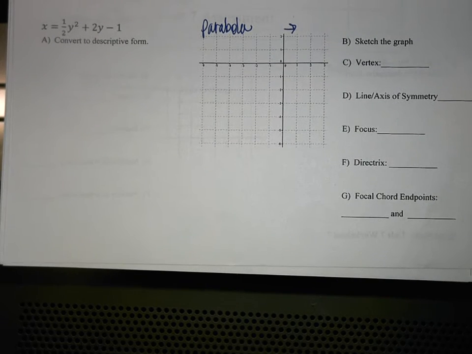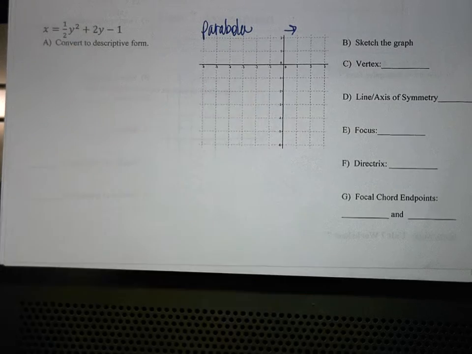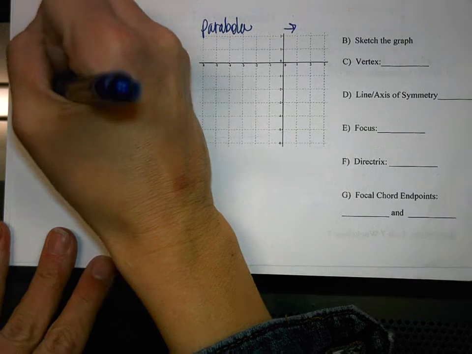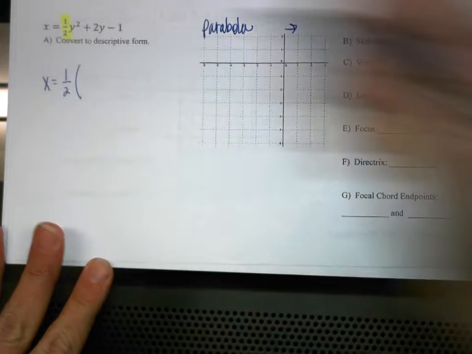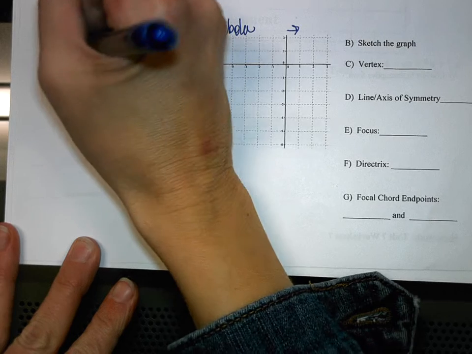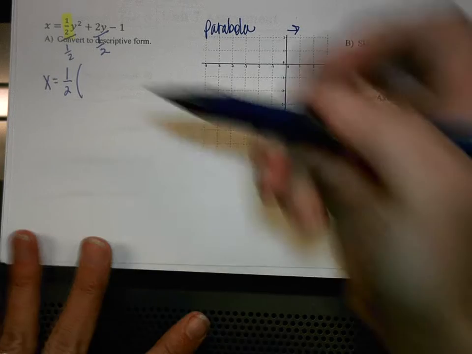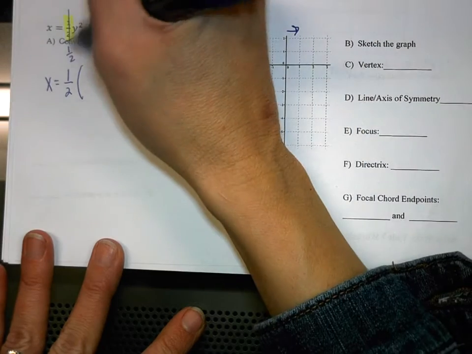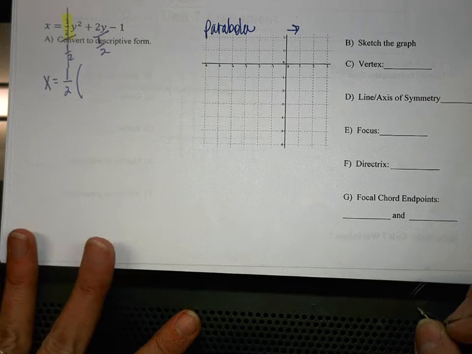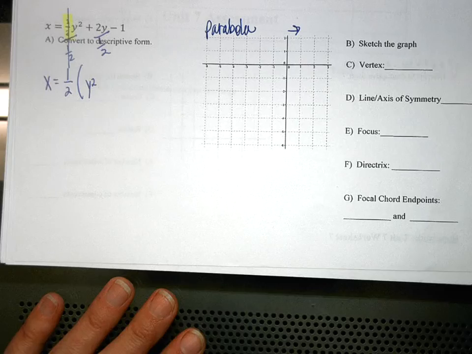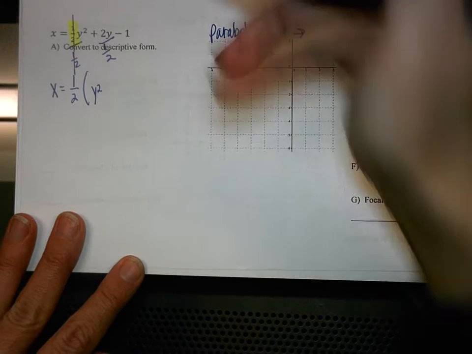So we want to put this in descriptive form. How will I do that? What will I factor out? The half. Remember that we're factoring out whatever is in front of our squared term. So we will factor out 1/2, which means we're dividing each of these terms with the y by 1/2. Well, we know that 1/2 divided by 1/2 cancels out and you're just left with y squared. This is a different story. You can write this out this way.